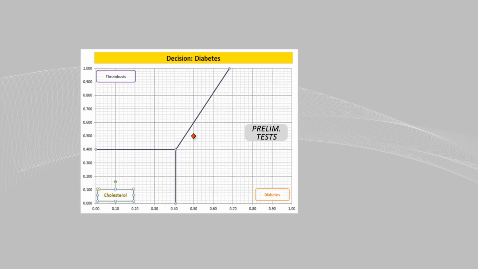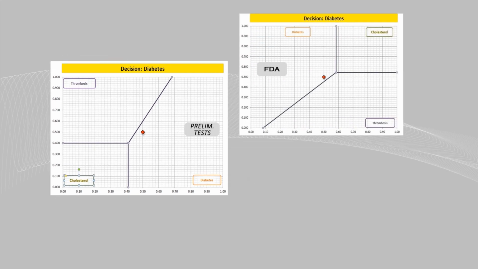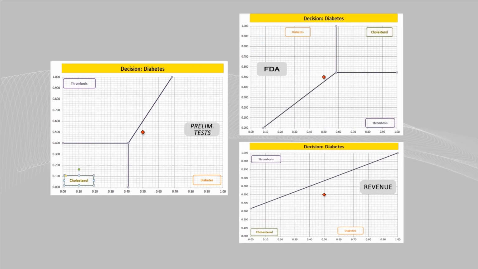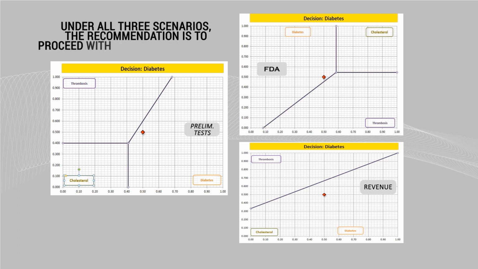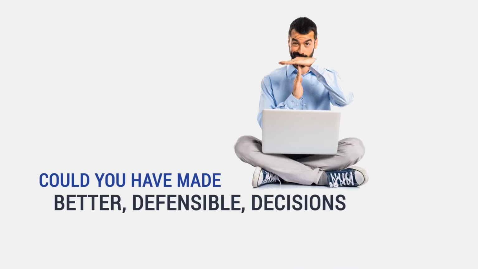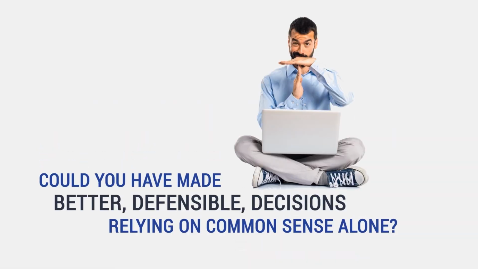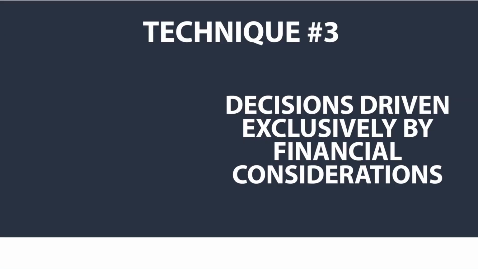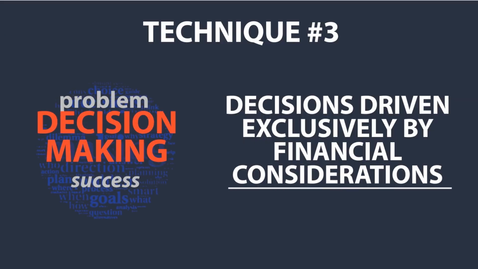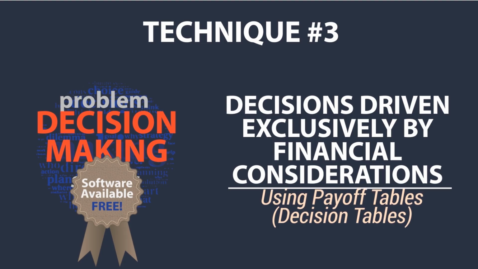We repeat the same process for the FDA approval and the projected revenue, and we can see under all three scenarios, the recommended decision is to proceed with the diabetes project. Could you have made better defensible decisions relying on common sense alone? Probably not.